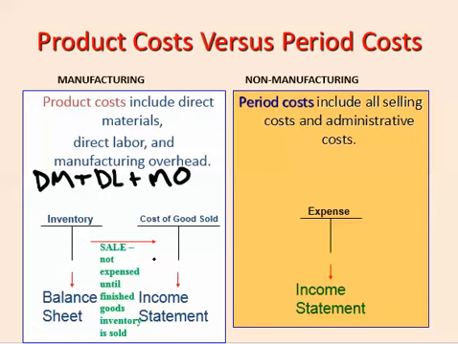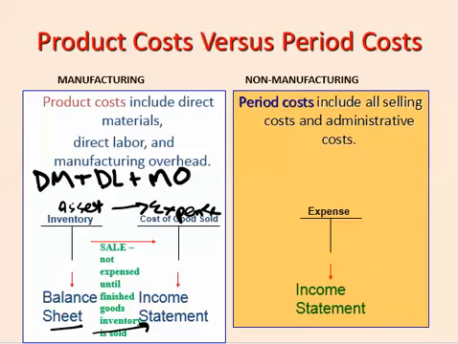Now, cost of goods sold here is an expense item, so we are transferring it from an asset into an expense. And I think that's what they're trying to say here. We're moving from the balance sheet, and then once we sell that inventory, it moves on to our income statement as an expense item. And then period costs, those are just expensed as incurred.